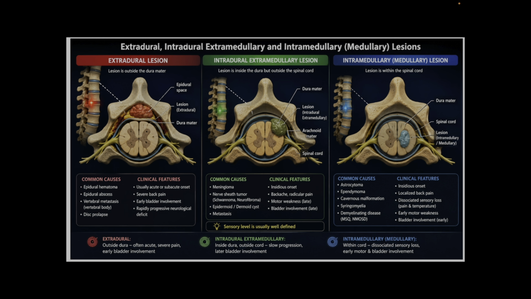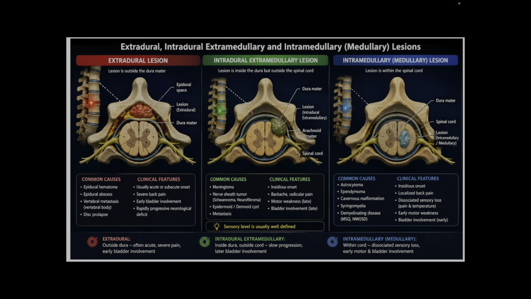Because these lesions compress the spinal cord from outside, how do the symptoms develop? They develop rapidly. They present with acute or subacute onset, severe back pain, early bladder involvement and rapidly progressive neurological deficits.